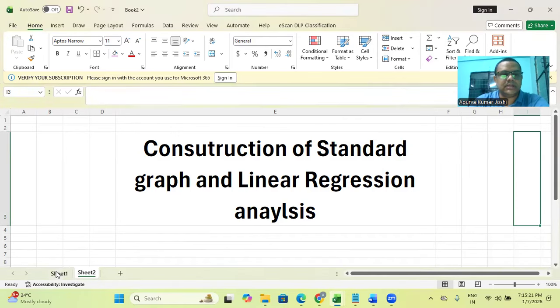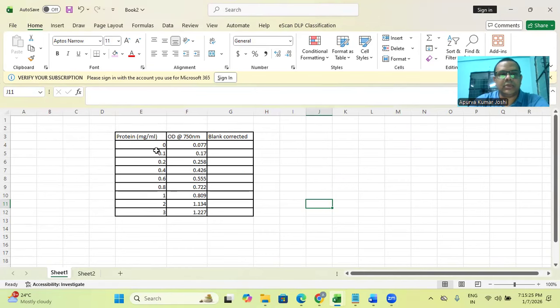So the data set that I have displayed here is actually the absorbance that was obtained for different concentrations of standard protein, that is bovine serum albumin, taken in an experiment which was conducted following the method of Lowry et al. Okay, so the data was acquired, and the data is depicted as such. When the data was acquired, there was no blank correction. I'm sure those who do experimental analysis will know what it means to blank correct the data.